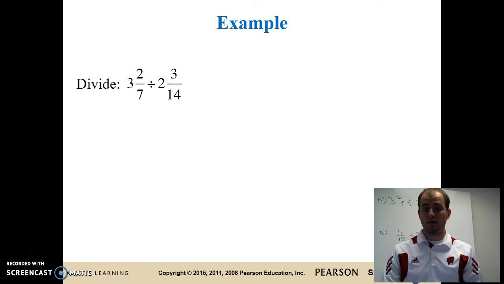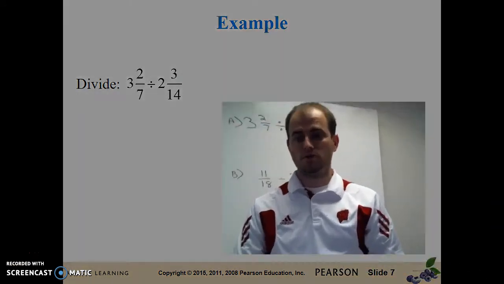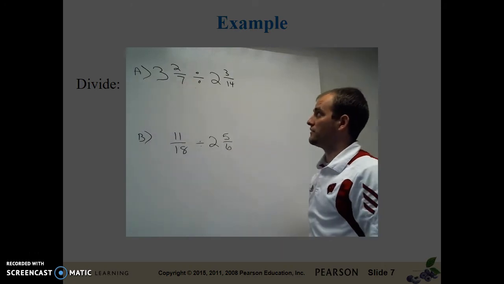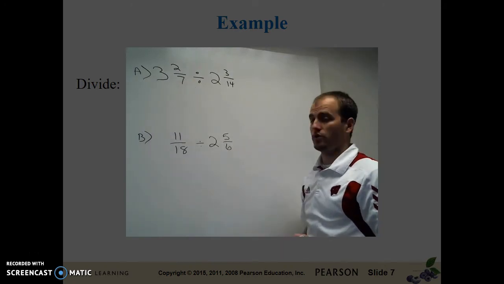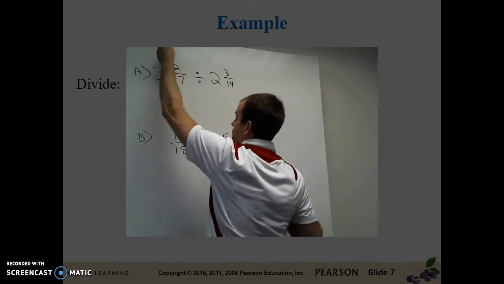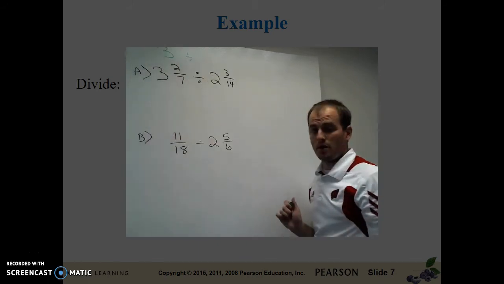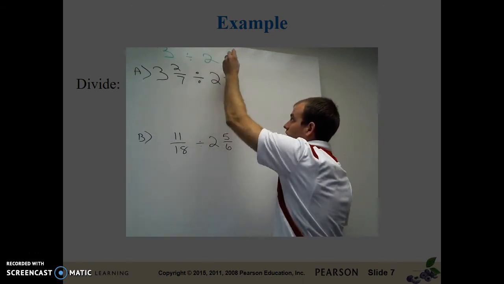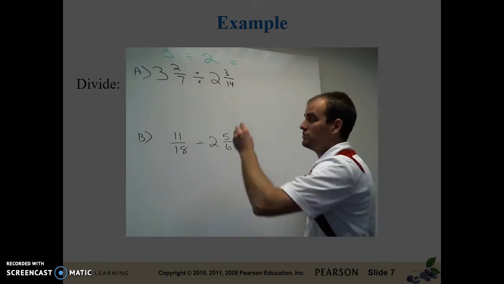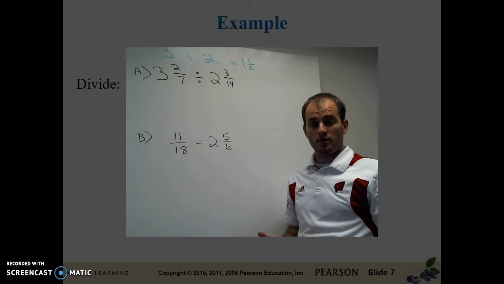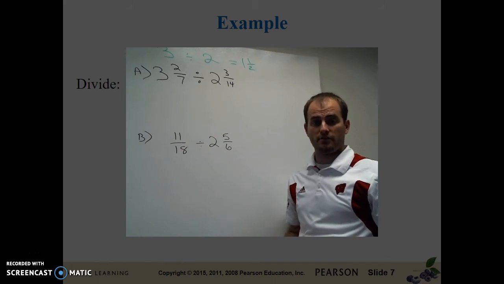Okay, so now let's talk about how to divide mixed numbers. Letter A on your handout says 3 2/7 divided by 2 3/14. Again, let's check it by estimating first. 3 2/7 would be about 3, and 2 3/14 would be about 2. So you get 3 divided by 2, which is about 1 1/2, or 3/2. So we know our answer should be around 1 1/2.